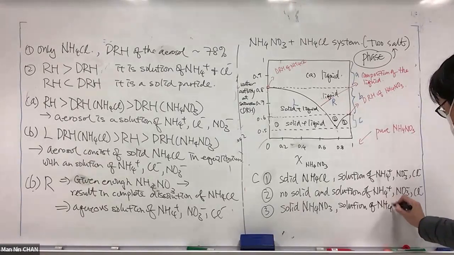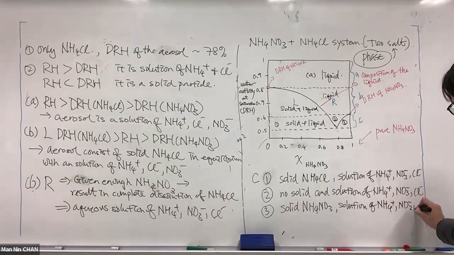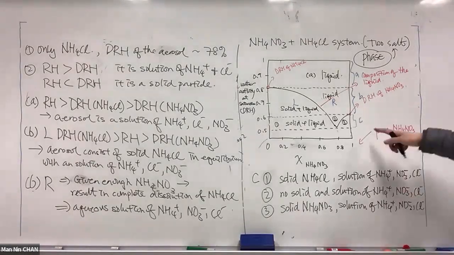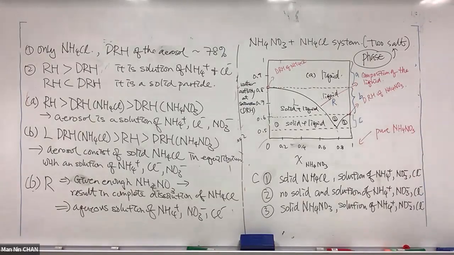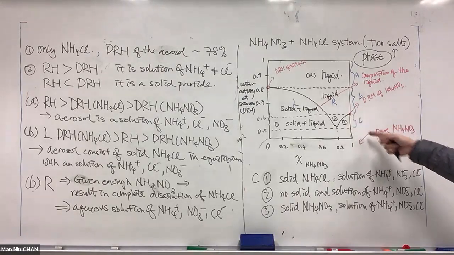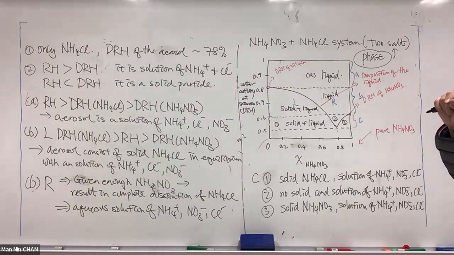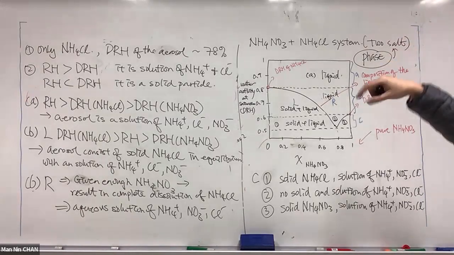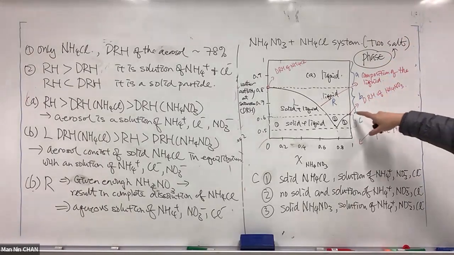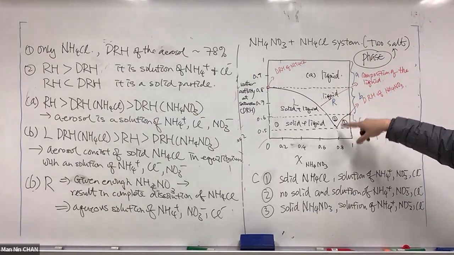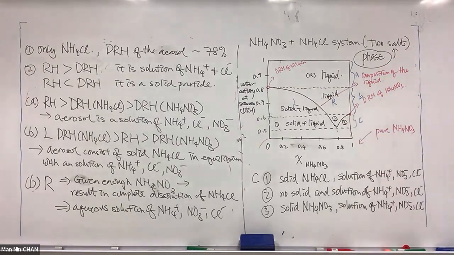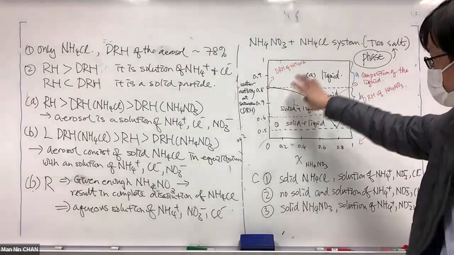And then your solution phase just has all these three ions here, because some of this will be dissolved. Remember, when you have the pure ammonium nitrate, you can apply the same argument we studied: if you add other species into the system, you will decrease the DRH of the pure component here. So basically, this helps you to understand the phase diagram.